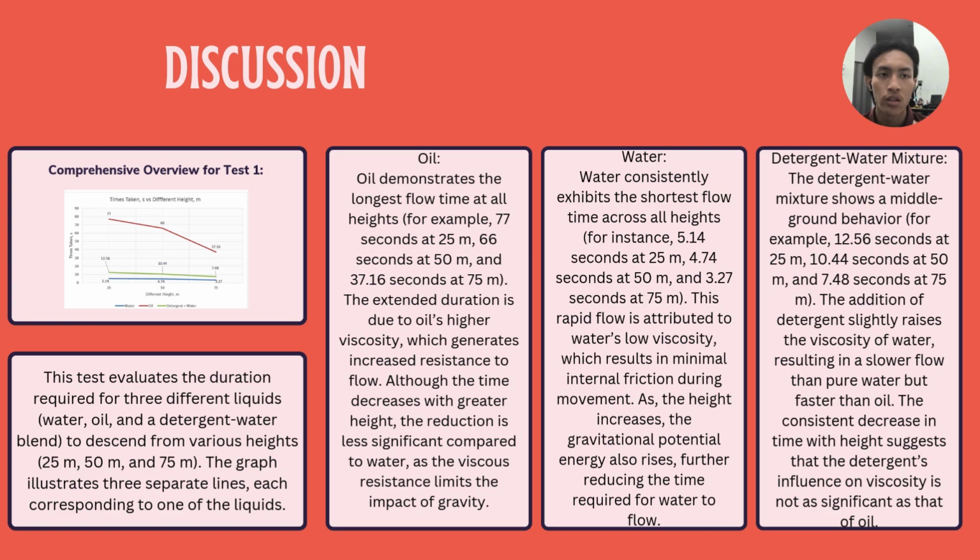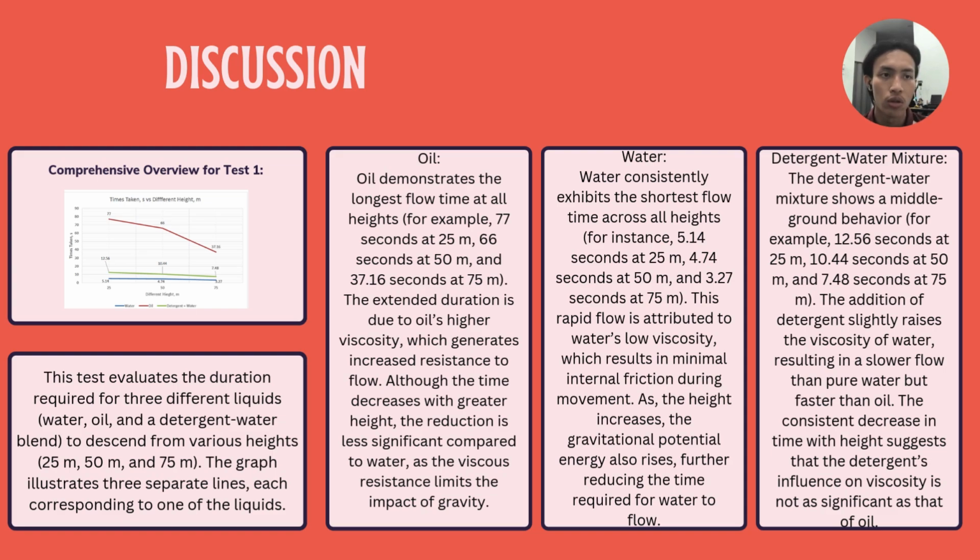Water consistently exhibits the shortest flow time across all heights. For instance, 5.14 at 25, 4.74 at 50, 3.27 at 75. This rapid flow is attributed to water's low viscosity, which results in minimal internal friction during movement. As the height increases, the gravitational potential energy also rises, further reducing the time required for water to flow.